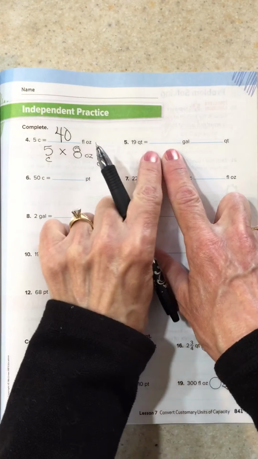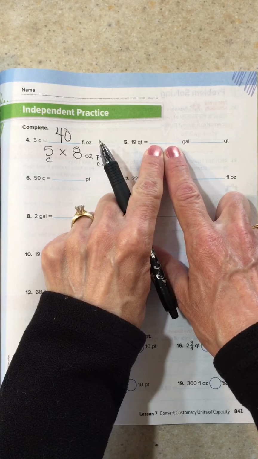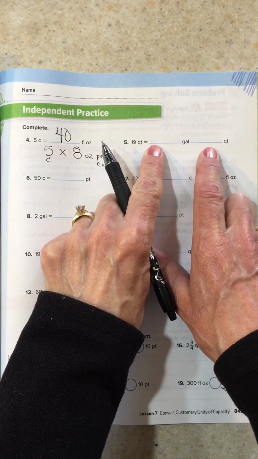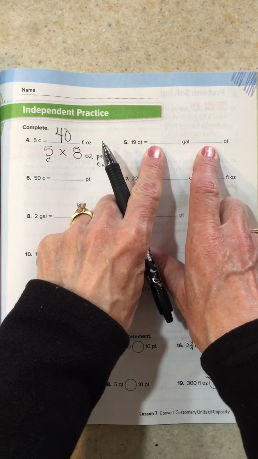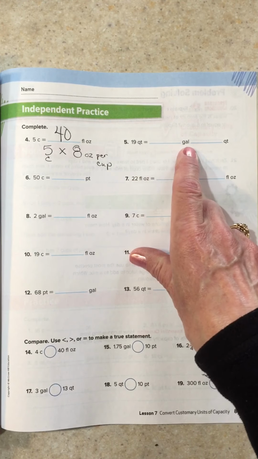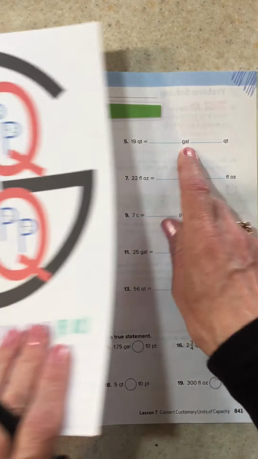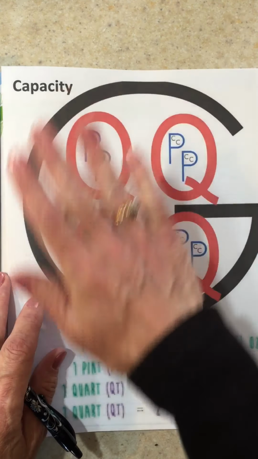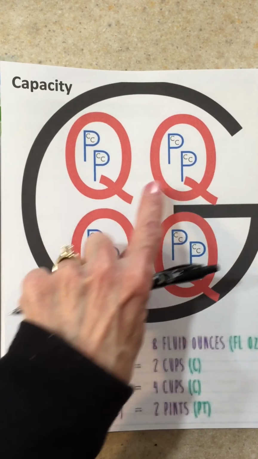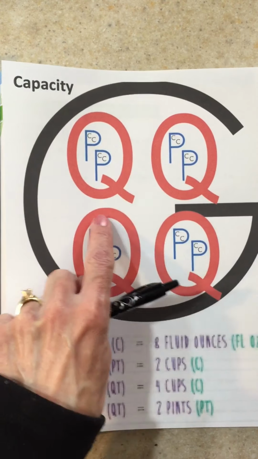How many gallons would that make with a few quarts left over? You need to figure out how many quarts make up a gallon to begin with. So, how many quarts are in a gallon? Quart, quart, quart, quart. 1, 2, 3, 4 quarts are in every gallon.